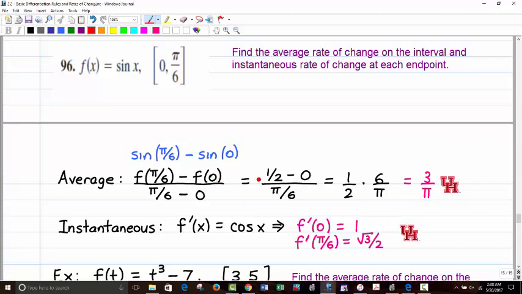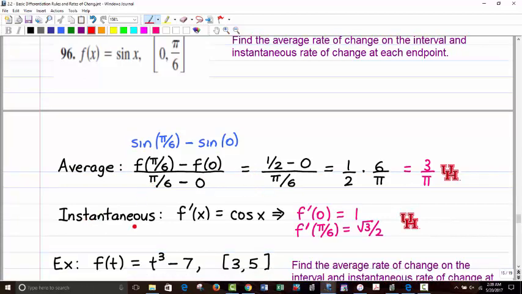So let's see what it's doing at the endpoints. The endpoint would be instantaneous velocities at each endpoint. So you have to take the derivative of your function, sine of x. The derivative of sine is cosine. You plug in 0, so that would be 1. And then plug in pi over 6, it would be the square root of 3 over 2. So that's the specific velocity at those points in time. But it's averaging 3 over pi throughout the entire interval.